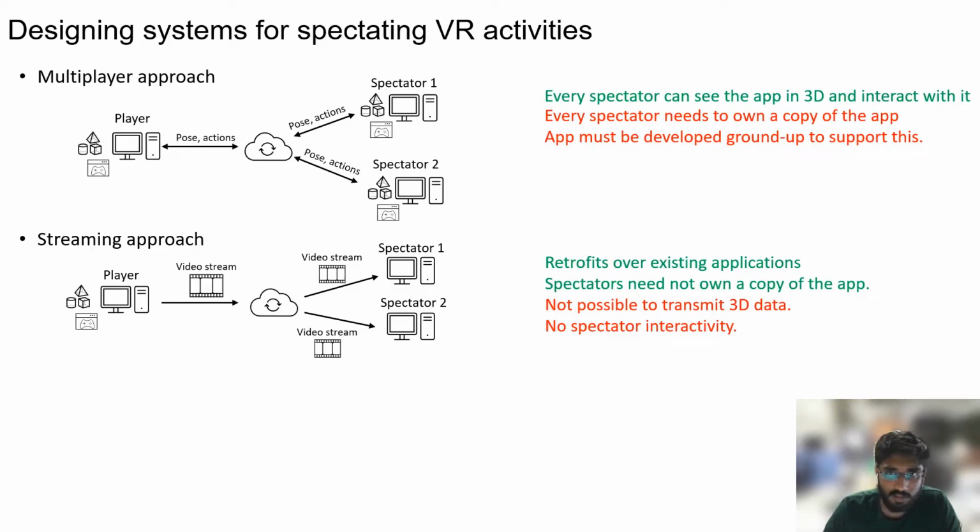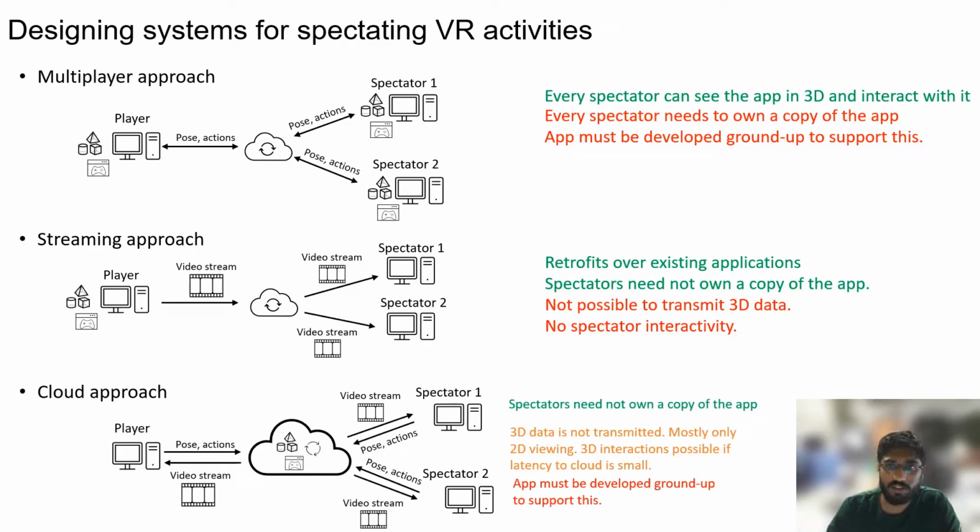With the streaming approach, the application is hosted only on the VR player's computer. A 2D video feed of the player's activity is then streamed to the spectators. This approach retrofits over existing applications. The spectator also does not need to have a copy of the application. However, the spectator is typically not in a 3D immersive environment and has no interactivity.